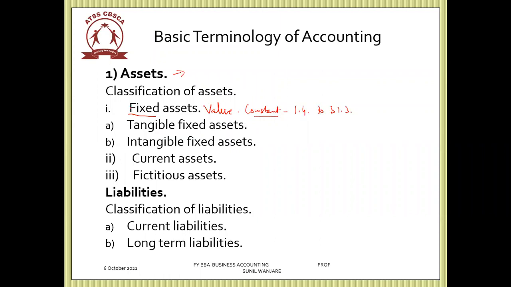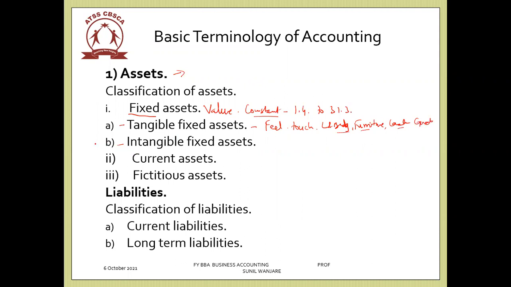That is fixed assets. In fixed assets, we have tangible and intangible. Tangible means the asset that we can feel, we can touch. So assets like land and building, furniture, motor car, cash. All these are examples of tangible assets. Those assets which we can touch and feel are called tangible assets. Land and building, furniture, plant machinery, cash, goods, inventory are examples of tangible assets.